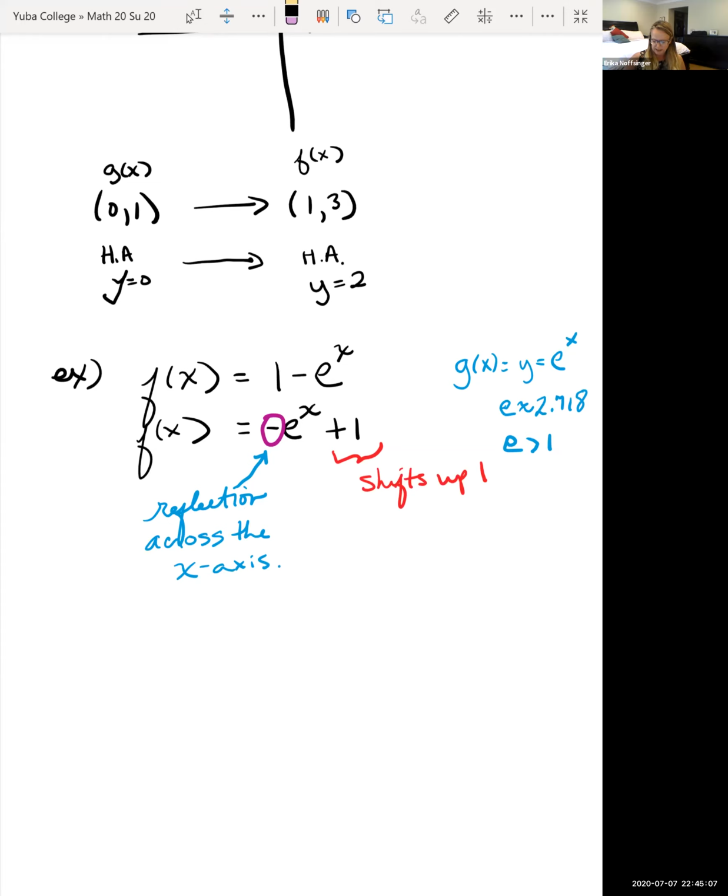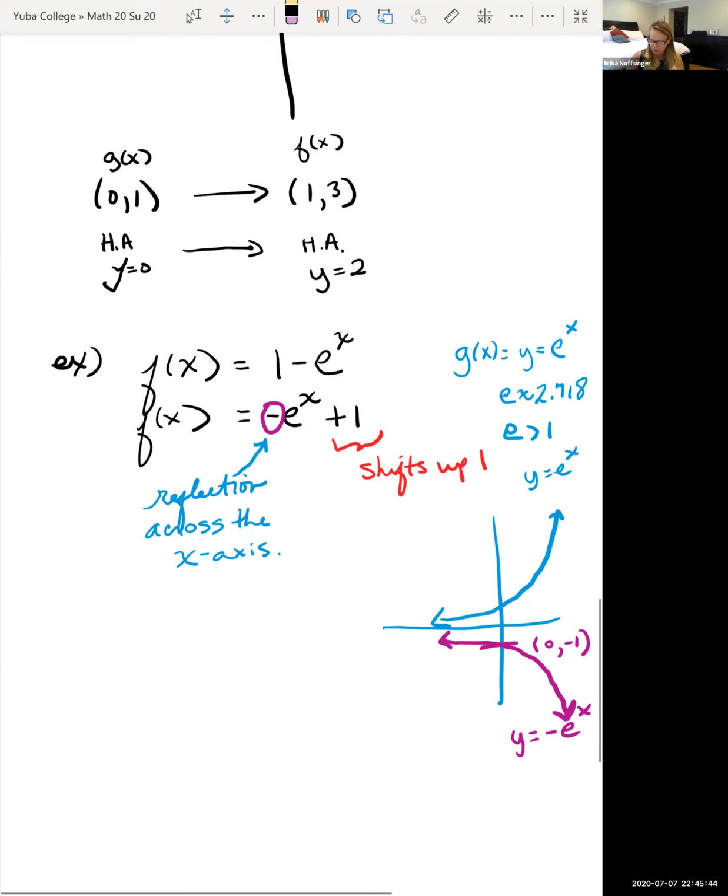Okay, so if we looked at this, our general graph of y equals e to the x looks like this. That minus in front reflects it across the x-axis, so it's going to look like this. This is an important point here, our y-intercept, which is now at (0, -1). And now we just need to shift this purple graph up 1 unit.